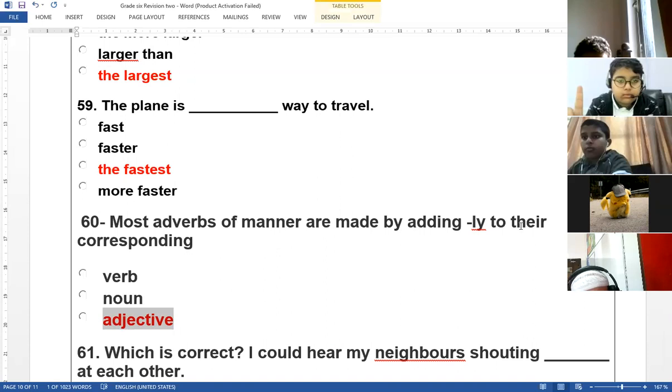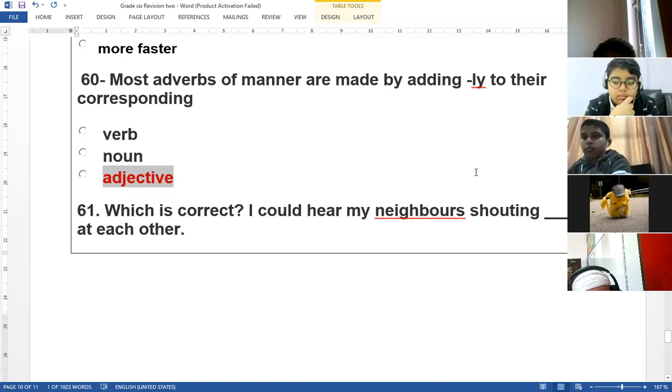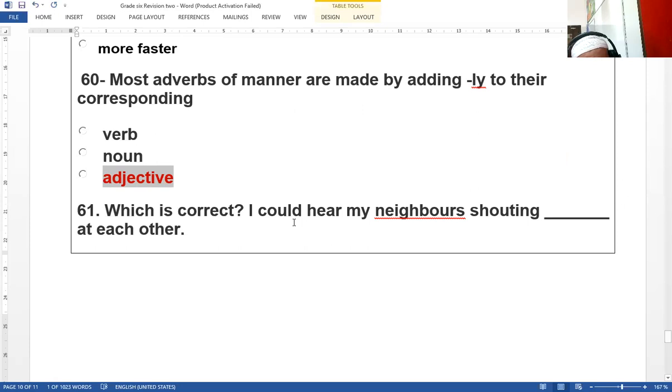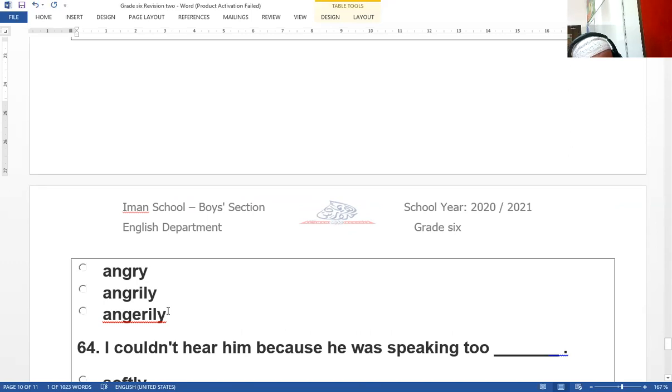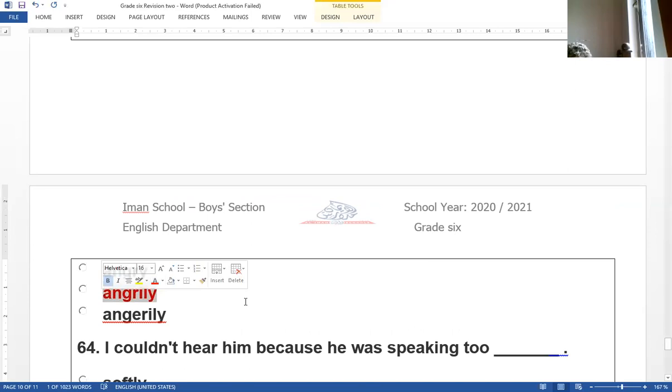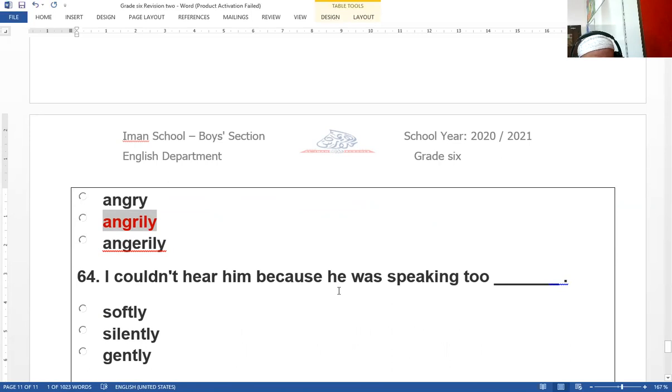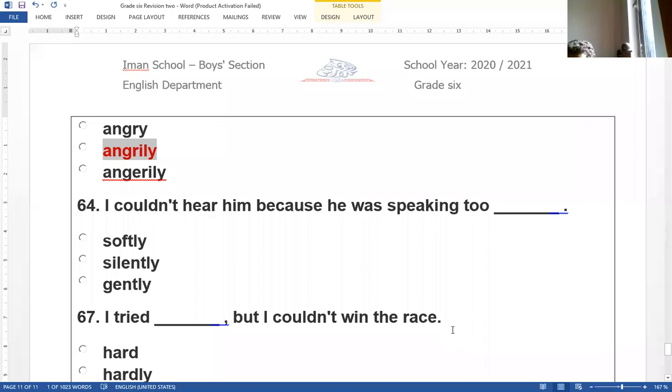Tamim, again. My dear, which is correct? I could hear my neighbors shouting angrily at each other. The second one is correct. This has to do with the spelling. I couldn't hear him because he was speaking too softly or silently? Silently is better, because softly maybe I can hear him, but silently I couldn't hear him.